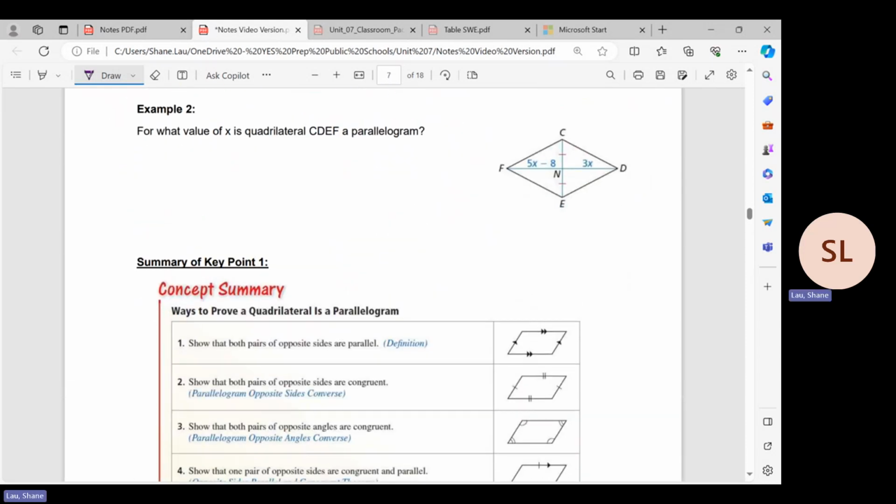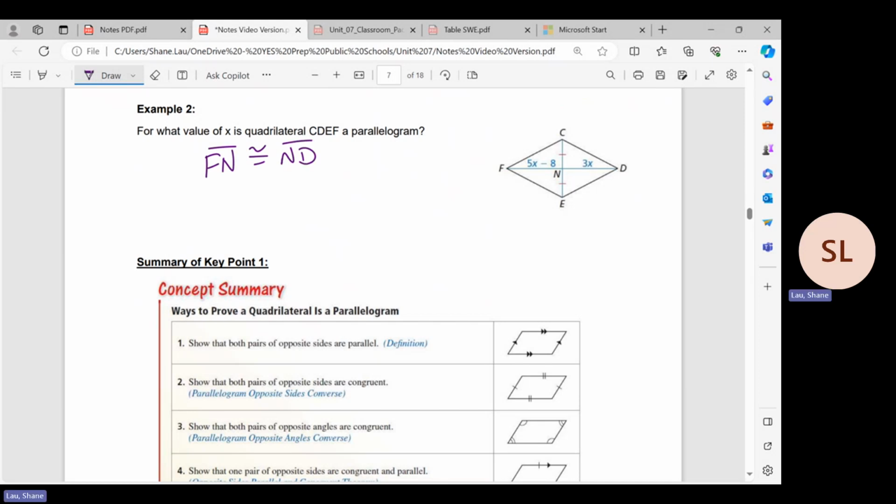Example 2, it says for what value of x is quadrilateral CDEF a parallelogram? What we'll notice here is that we have two diagonals. Okay. And so whenever we have diagonals, immediately what we should think is bisection. Okay. When we have bisection, we see that CN and NE are congruent to each other. Again, the reason being is that they're bisection, which means that FN must be congruent to ND.